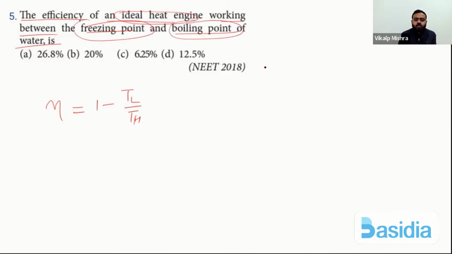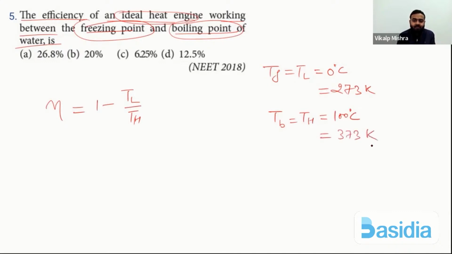तो हम लोग जानते हैं जो freezing point होता है वही हमारा TL है, and that is what, 0 degree Celsius. But here we cannot put temperature in degree Celsius, we have to put it in Kelvin. So 0 degree Celsius will become 273 Kelvin. And what is boiling point? That is हमारा TH, and that is what, that is 100 degree Celsius. 100 degree Celsius, if you write in Kelvin, that will become 373 Kelvin. Put these values here. So 1 minus TL is what, 273, and TH is what, 373.